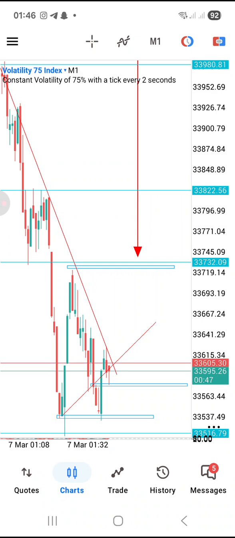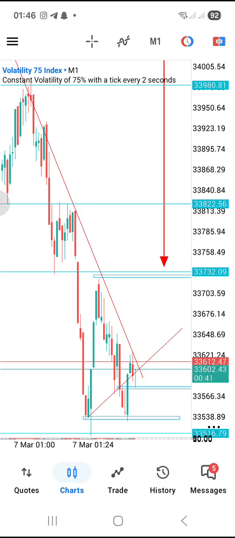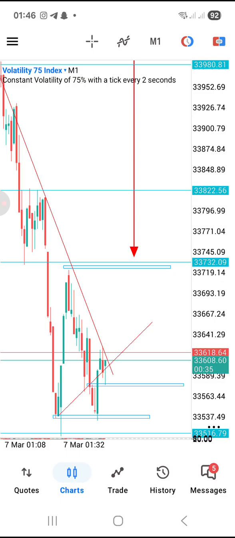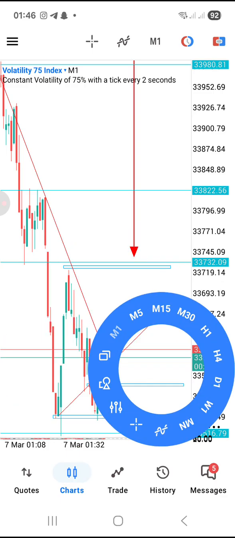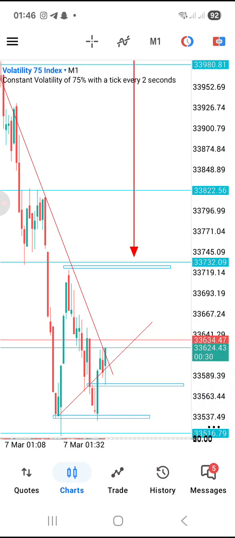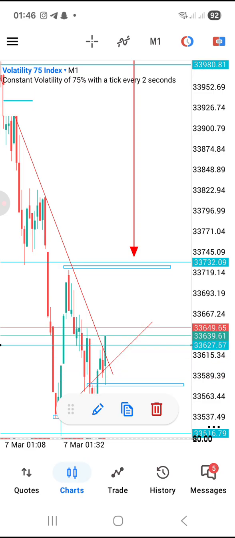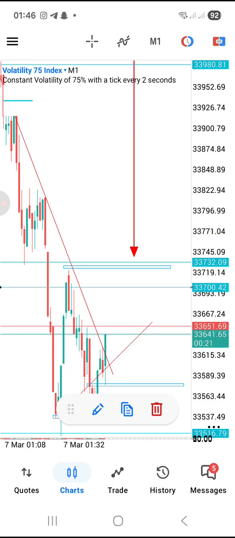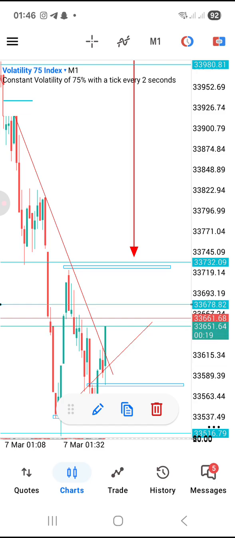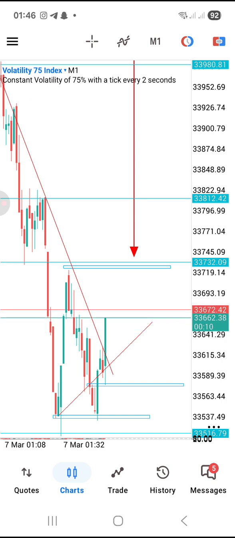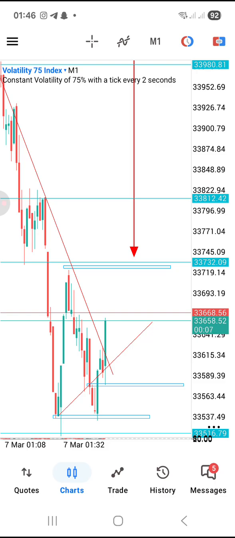Is it giving us a sell now? Remember what we're looking for? That's happened here. It has happened here. It's going up now. So we want a candle that cannot push further. When we get a candle that cannot push further, then we can take a trade.